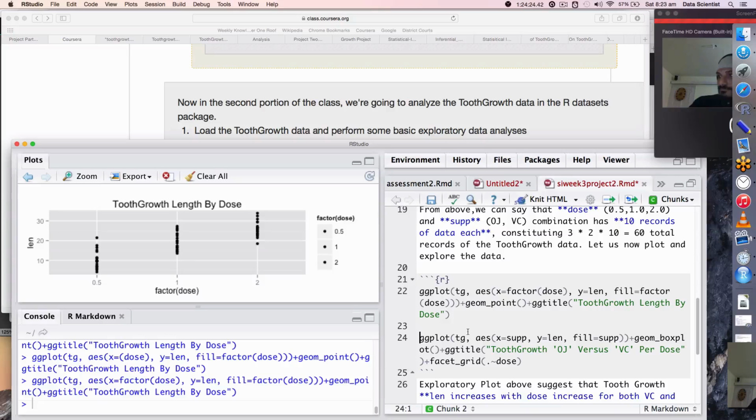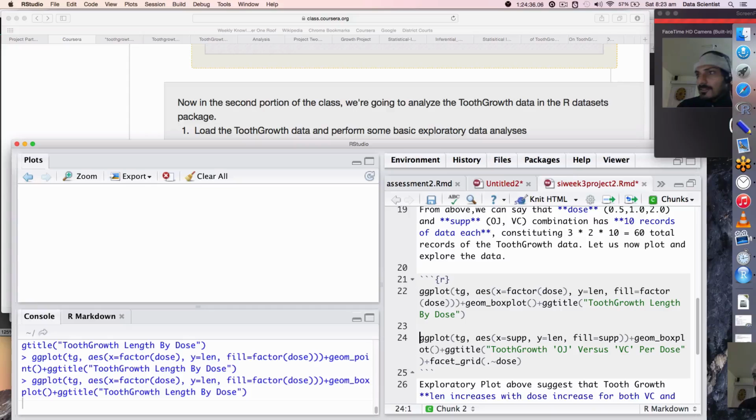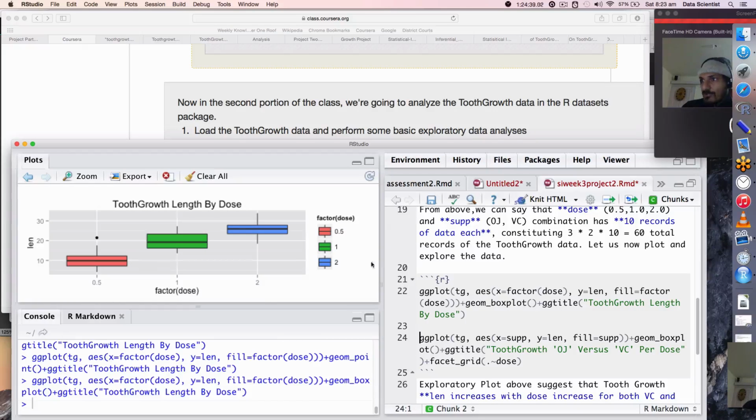So I say, look, the points don't make sense. Let me draw a box plot. So I do a box plot, and because I've said fill is equal to factor dose, I get the colors also. Now I'm saying, look, this is great, but maybe I'm more interested in also seeing the split up by the supplement. So I add this to this itself. I say plus facet grid, and then I execute this.